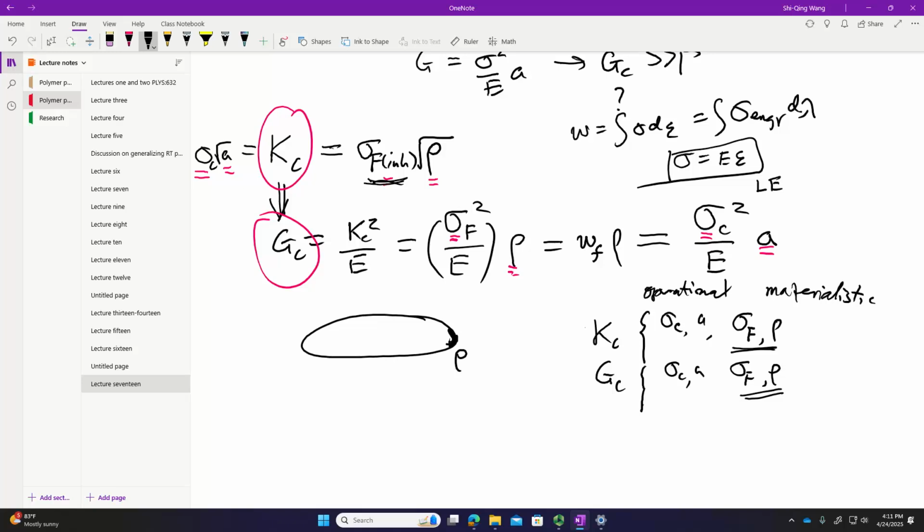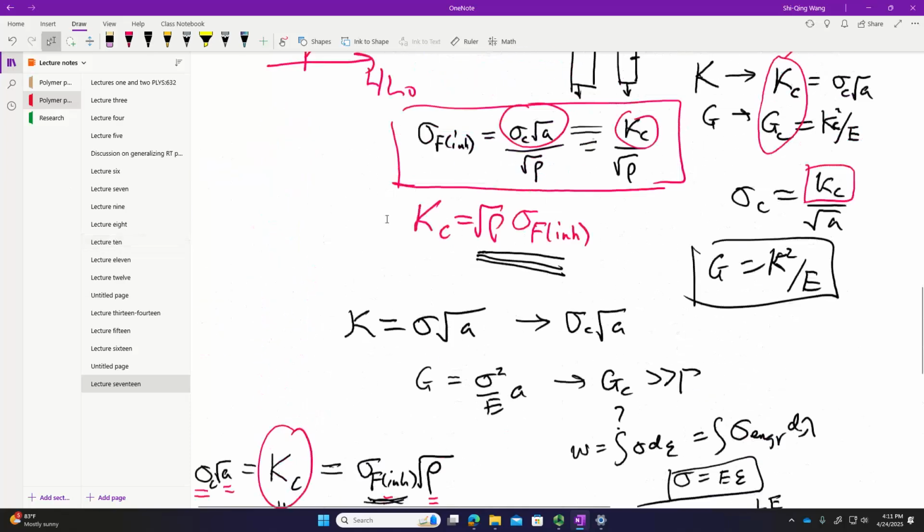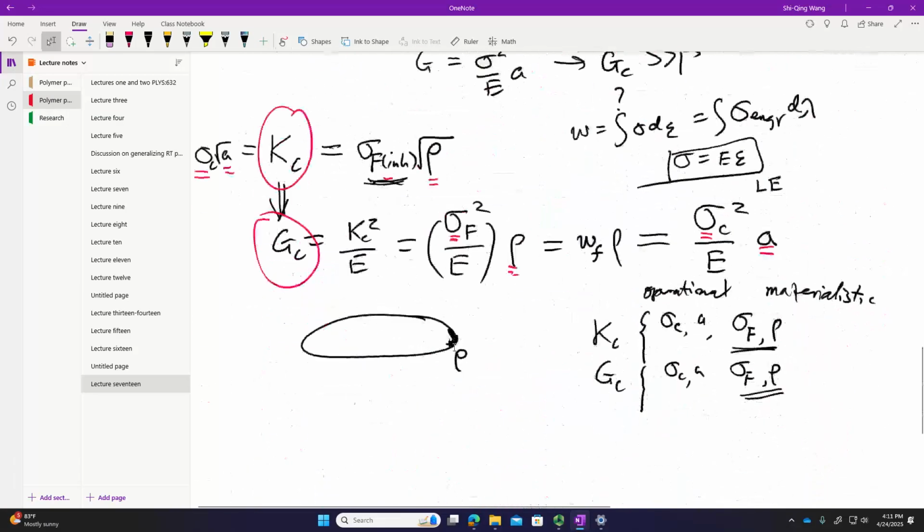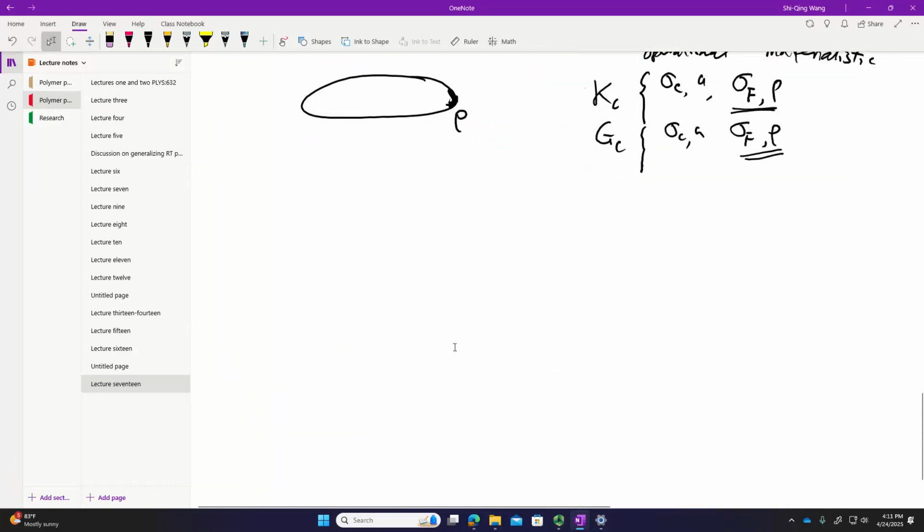So that's why I want to finish just a tiny presentation of the so-called Creager-Paris solution, which is a tiny extension beyond this English result. Basically, they want to answer the question, not just what is at the tip, which is the English solution, but as you see, what is slightly away from the tip.